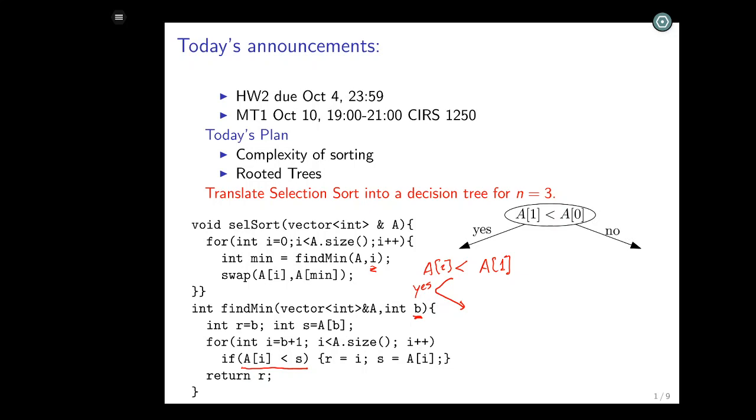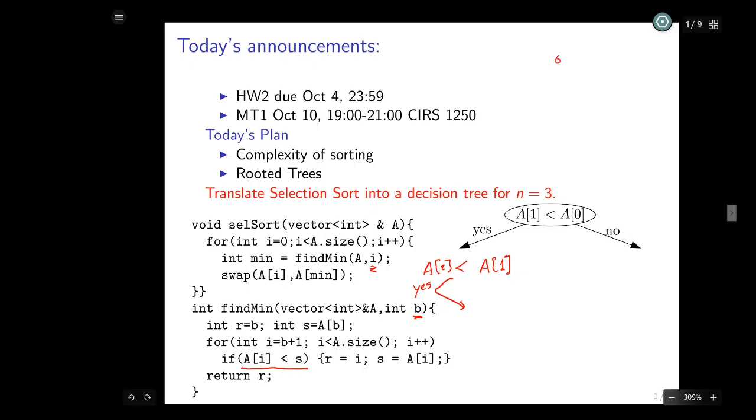We return from find min. And what value do we return? What's the return value if I followed a1 is less than a0 and a2 is less than a1? What is the return value of find min? What is R? How many people vote for 0? How many people vote for 1? How many people vote for 2? 2 is correct. So the return value is 2.